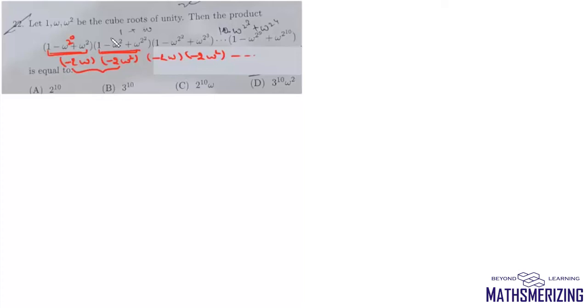Now it starts from 2 to the power 0 to 2 to the power 9. So that means we have 10 expressions. So we have 5 such pairs. So it will be this minus 2 omega into minus 2 omega square to the power 5. Now omega into omega square is omega cube, which is 1. And this is 2 square to the power 5 is 2 to the power 10. So value of this expression is 2 to the power 10. And that's your option A.